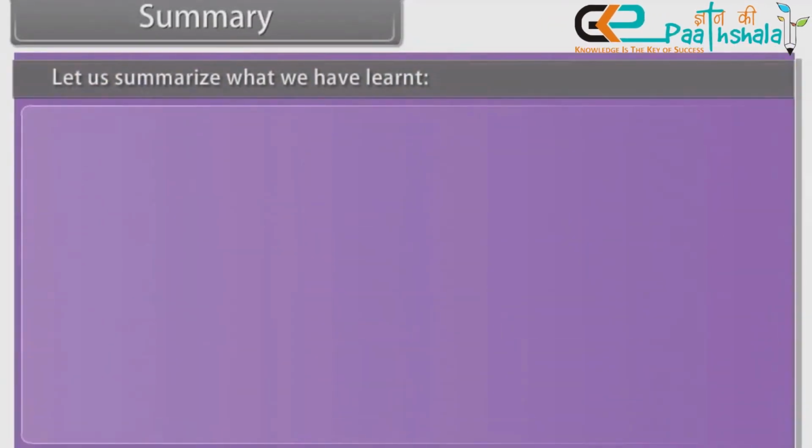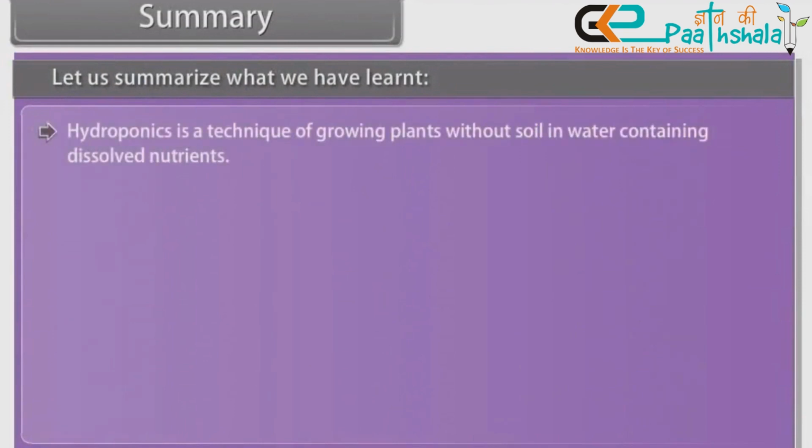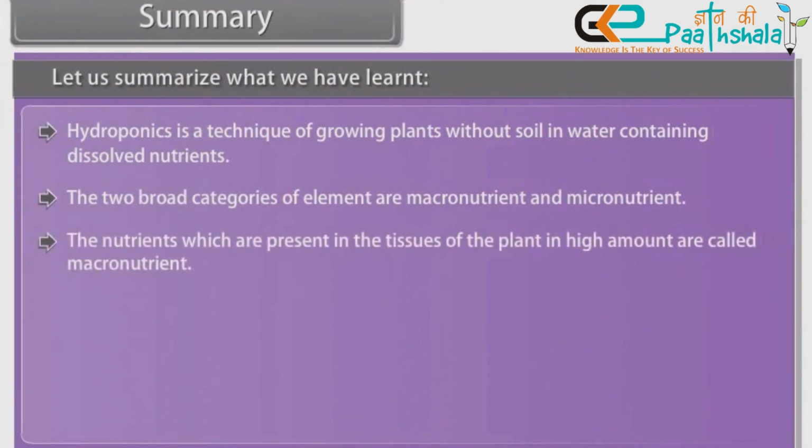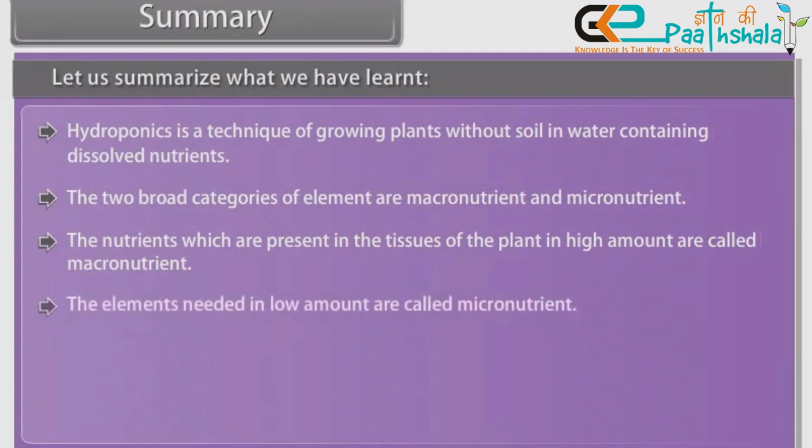Summary. Let us summarize what we have learnt. Hydroponics is a technique of growing plants without soil in water containing dissolved nutrients. The two broad categories of element are macronutrient and micronutrient. The nutrients which are present in the tissues of the plant in high amount are called macronutrients. The elements needed in low amount are called micronutrients.